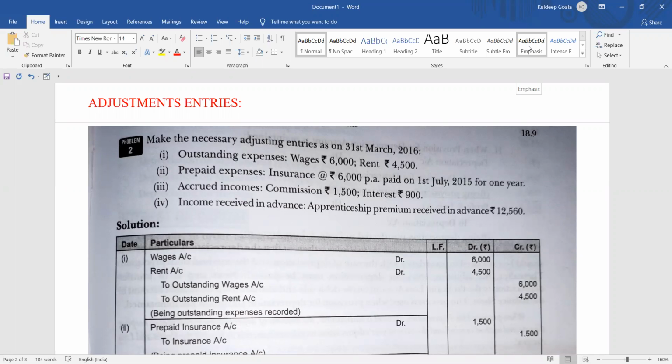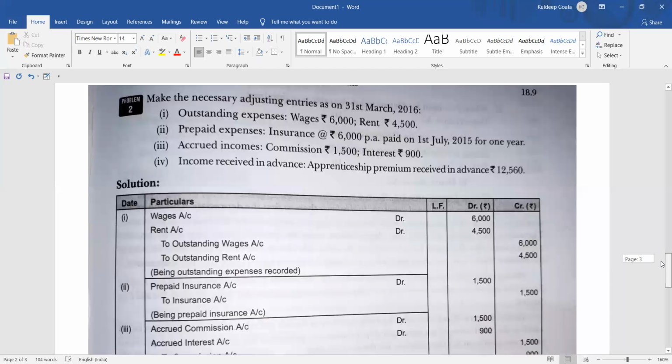Today we are going to take up our next class, or you can say second class, on final account of sole proprietorship with adjustment. Today we are going to discuss a few selected adjustment entries and how the general entry is passed on the adjustment entries. Okay, we'll see that. So here is the question: make the necessary adjustment entries as on 31st of March 2016.